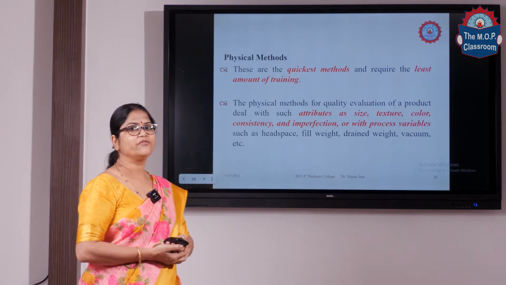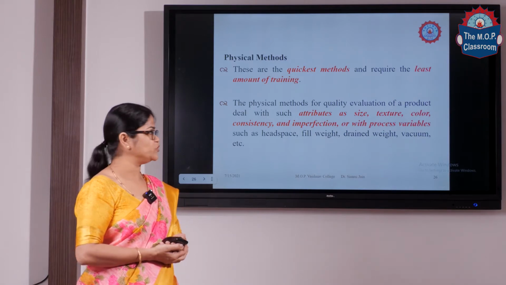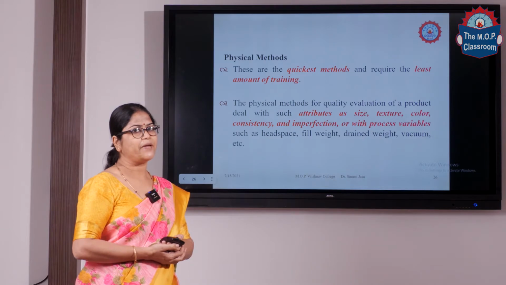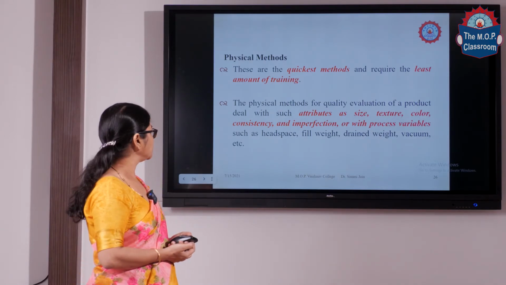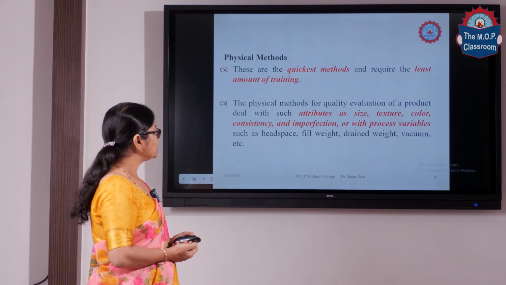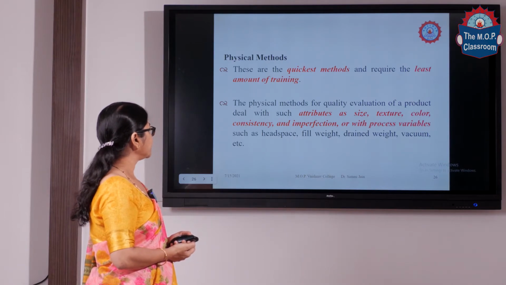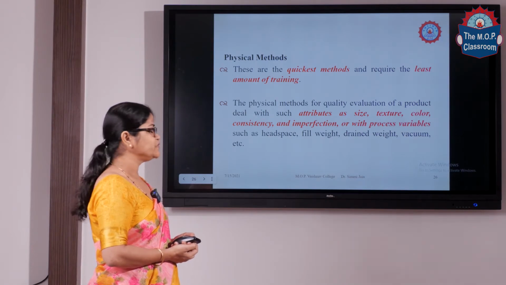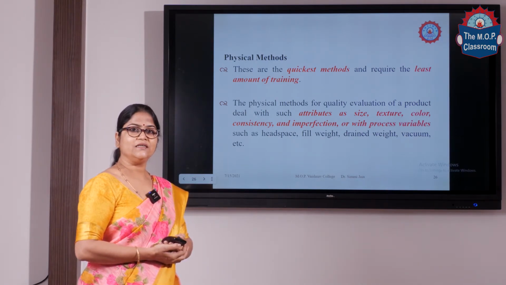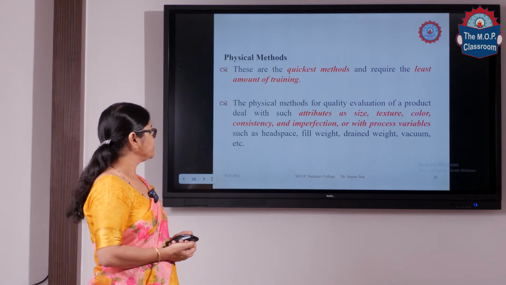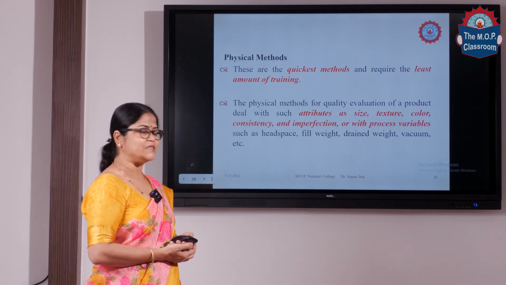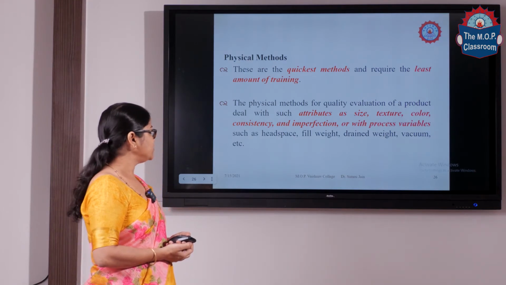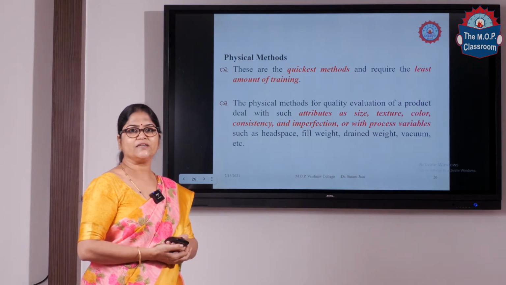Physical methods are one of the quickest methods of evaluating a food product, and they do not require much training as compared to the other two methods of evaluation. The physical methods for quality evaluation of a product deal with attributes such as size, texture, color, consistency, and imperfection, or with process variables such as head space, fill weight, drained weight, vacuum in the packaging, etc.